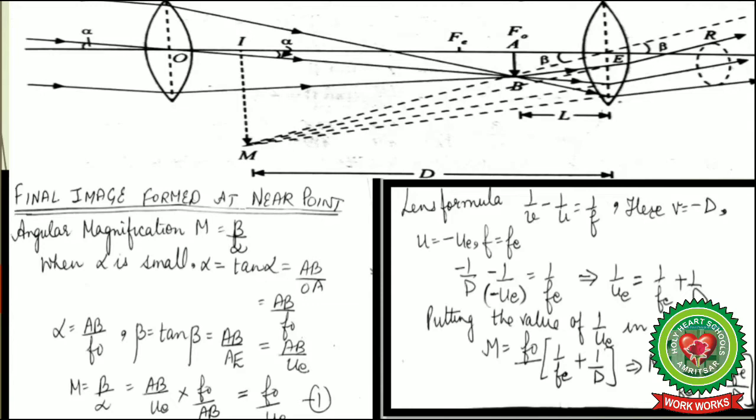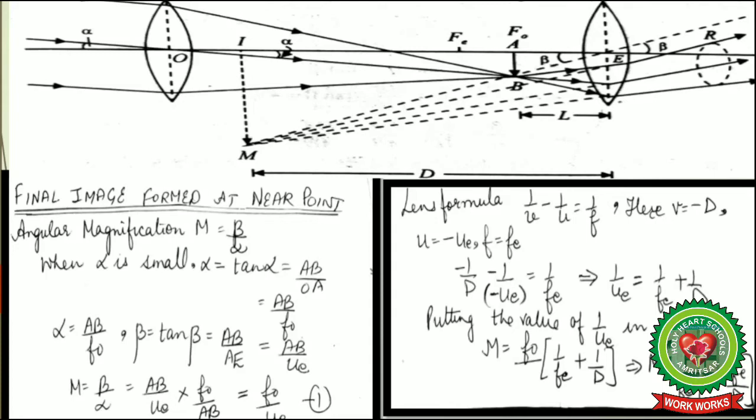This is because the object is between FE and E. That is, whenever the object is between the focus and the lens, at that time the image is always formed in front of the lens. Now I hope you have understood the diagram. Now let's start with the derivation.